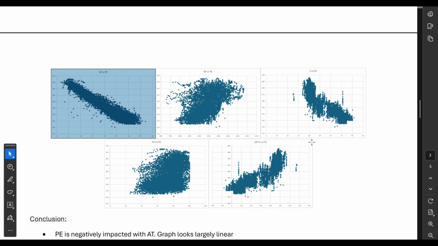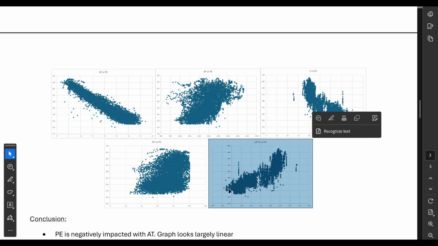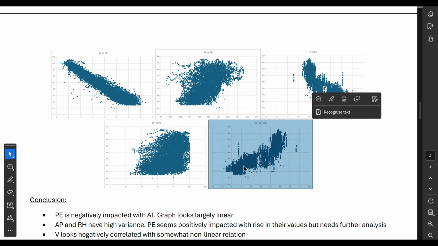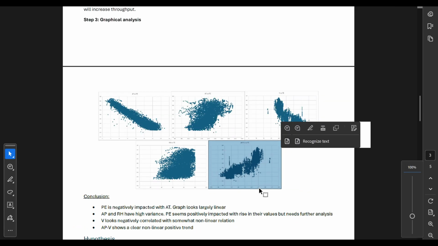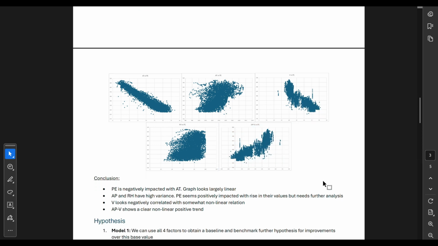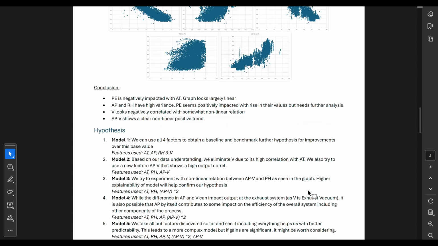However, when we look at the AP minus V, the interaction term, we clearly can see some sort of a non-linearity happening here. The curve doesn't look like a straight line, absolutely straight line. So what this tells us is that we might have to experiment with some non-linearity for this particular input feature.